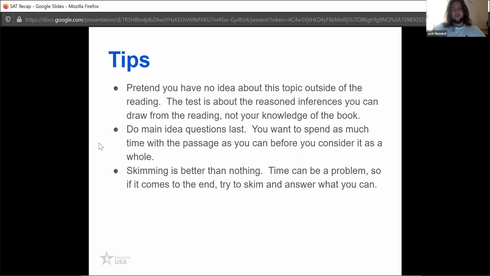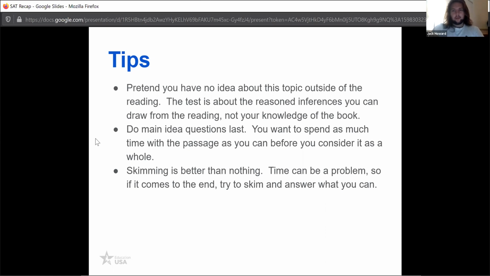Do main idea questions last, so you can have more time looking over the passage. And skimming can be an effective strategy if you're running out of time. Yeah, it's better than nothing. That seems obvious, but if you have like 5 minutes and a whole passage left, skim it and answer as many questions as you can.